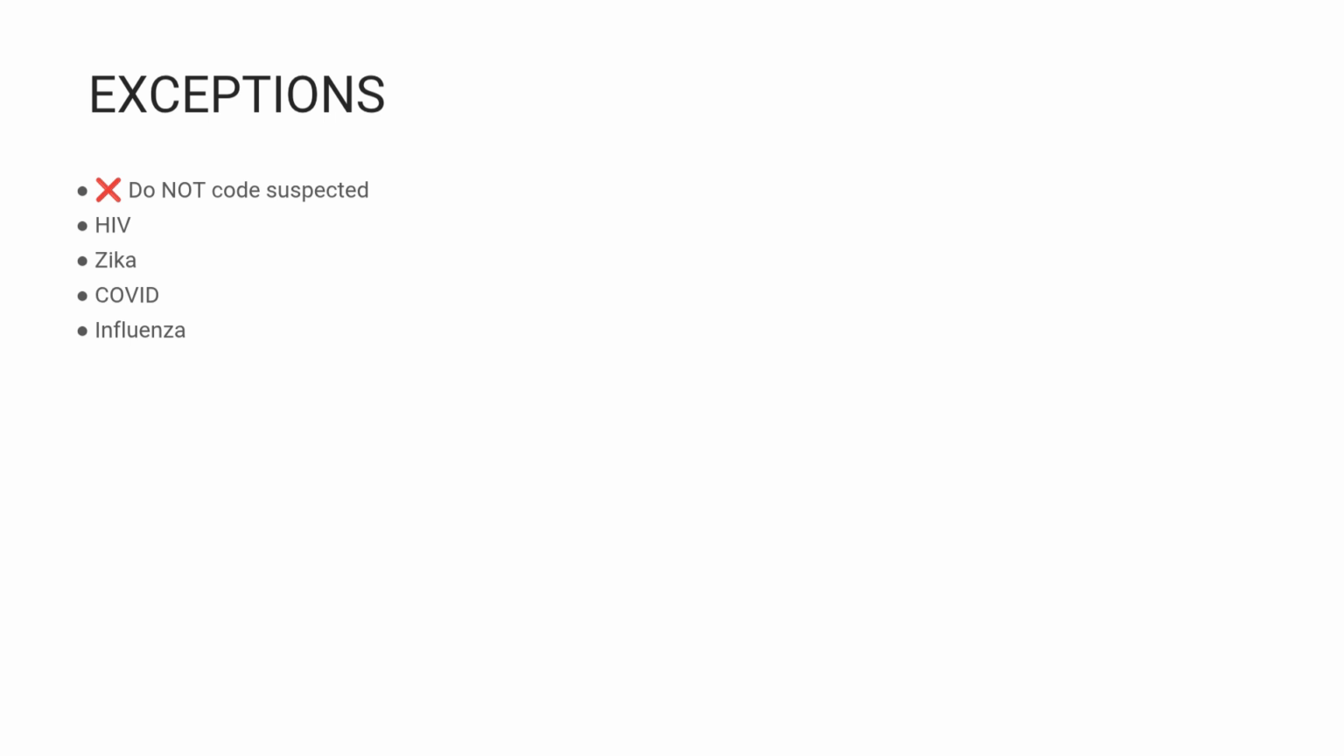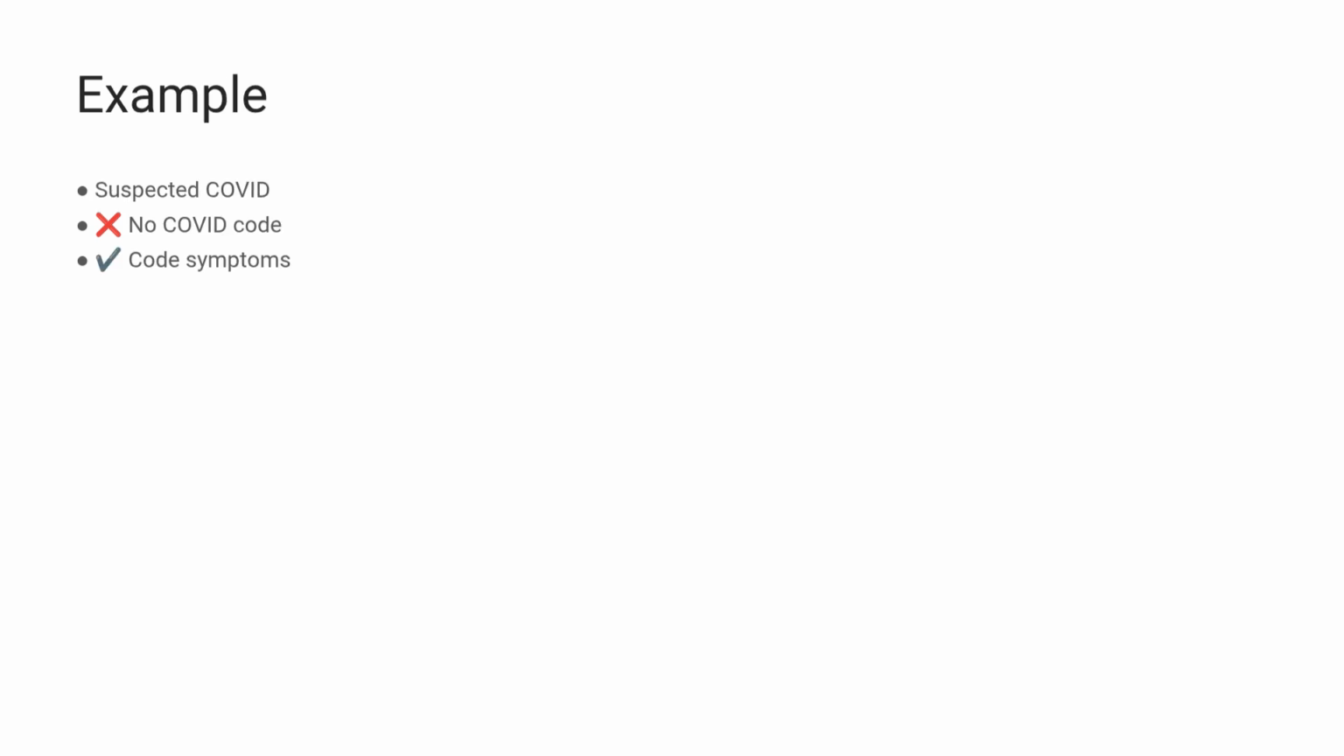Now, very important, exceptions. Even in inpatient coding, for certain conditions like HIV, Zika virus, COVID, and influenza, we should not code them if they are only suspected. These conditions require confirmation. For example, if the diagnosis is suspected COVID, even in inpatient, we should not code COVID because it is an exception and requires confirmation. So instead, we code only the symptoms like cough and fever.